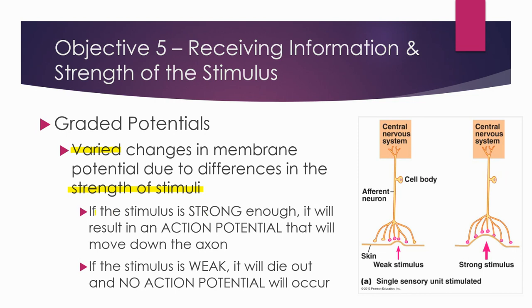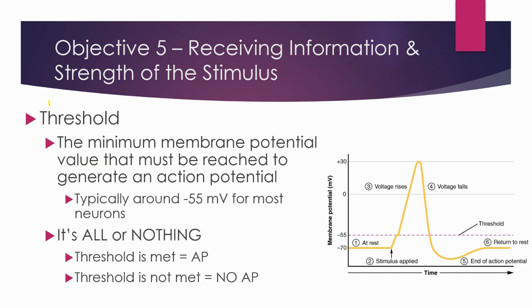Depending on the strength of the stimulus, different things are going to happen. If the stimulus is strong, it will create the action potential, which is the movement of that electrical impulse down the axon. But if it's weak, it's not going to actually result in an action potential, because it's going to die out over the course of moving along that cell, and it's not going to actually trigger that electrical message.